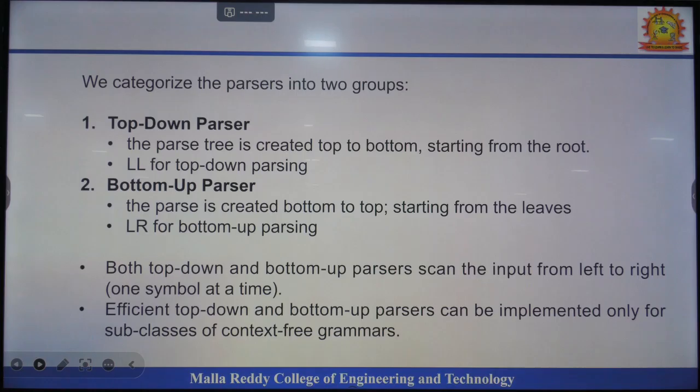In the top-down parser, the parse tree is constructed from top to bottom, starting from the root node to the leaf node. Examples of the top-down parser are the LL1 parser, the brute force parsing technique, as well as the LL1 top-down parsing technique. In the bottom-up parser, the parse tree is constructed from the leaf node to the root node. Shift reduce parsers and LR parsers are the examples of bottom-up parsers.